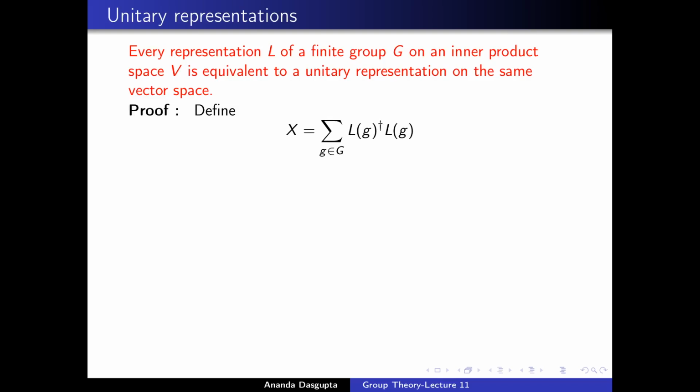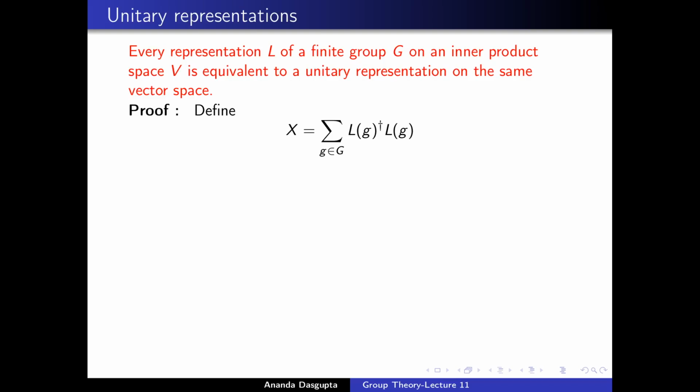So for the proof, what we do is we start with any linear representation of the group small g, this L, and form an operator by doing this particular thing, which is I am going to take the product of the two operators L_g dagger L_g and then I am going to sum this over the entire group. This summation over all the group elements is perfectly well defined because we are dealing with finite groups.